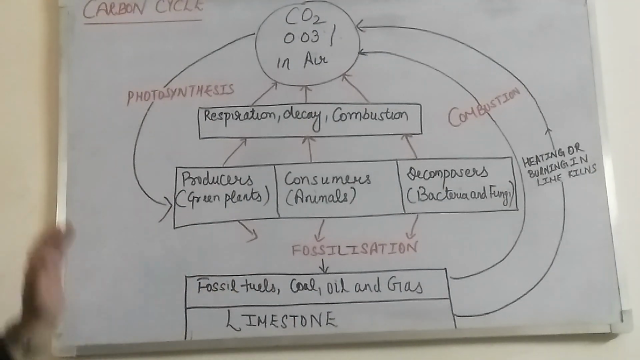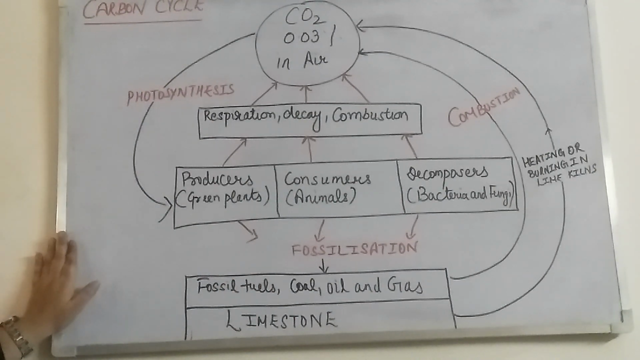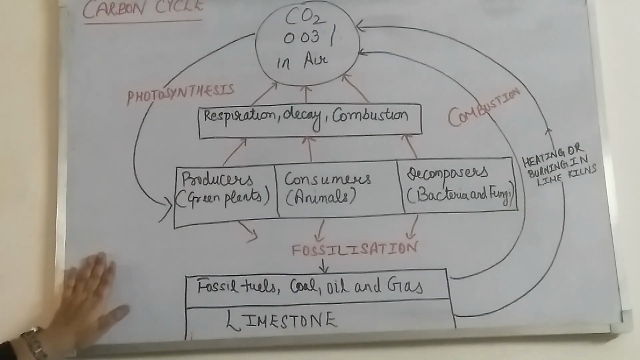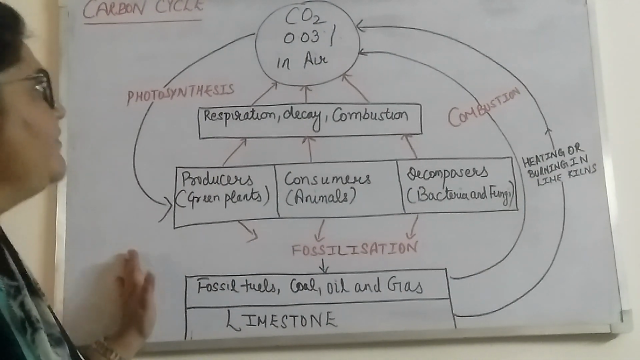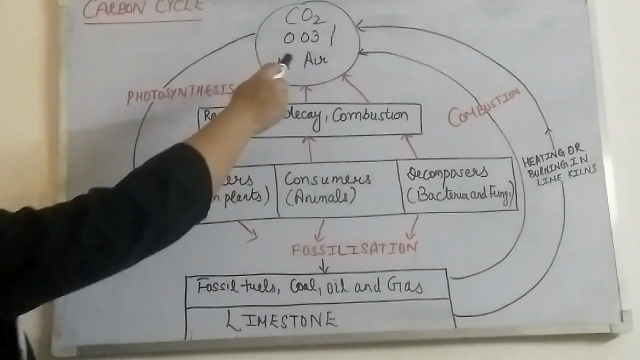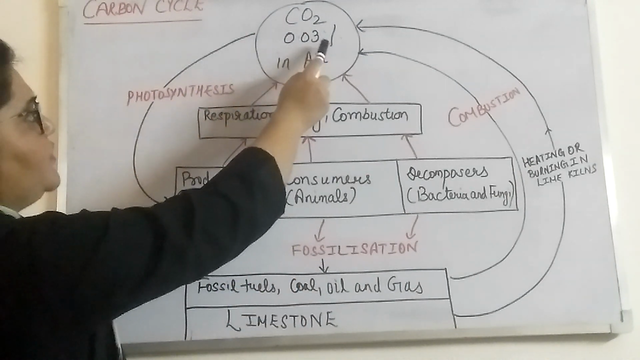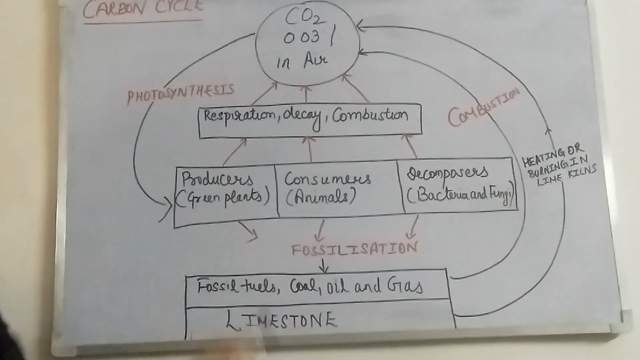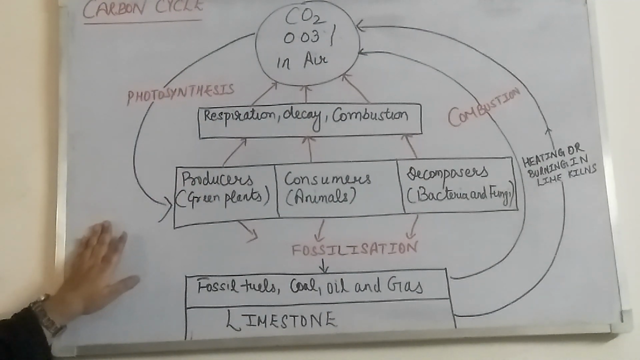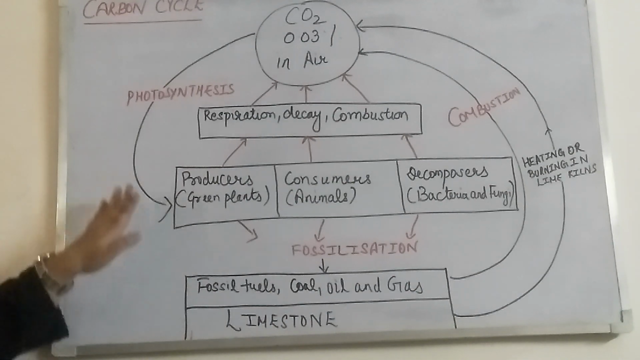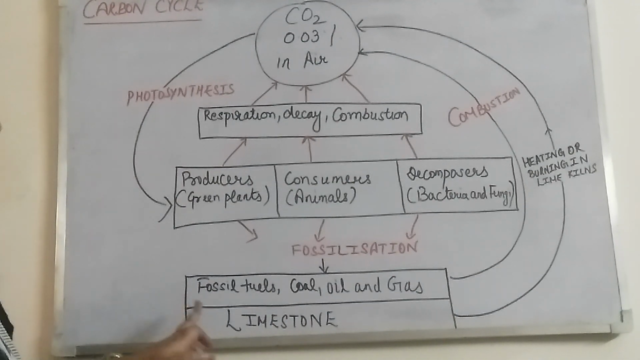All right, next we will be doing the carbon cycle. So this is a diagram of the carbon cycle, which is very important. We all know that carbon is an element. What is the percentage of carbon in air? It is 0.03%. So we get the CO2, carbon dioxide, from the air, and then we use it, and then again we give it back.